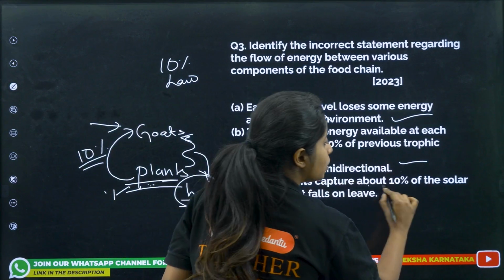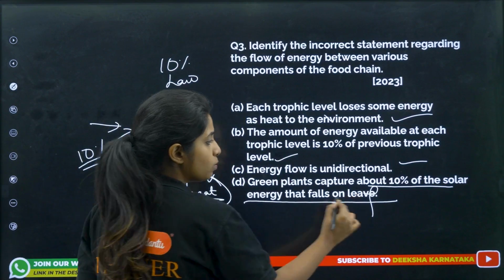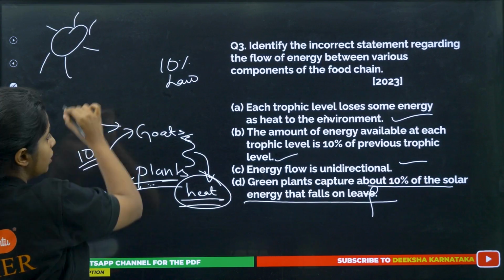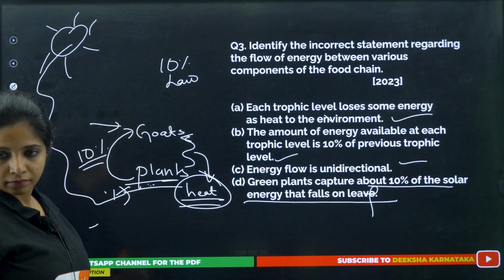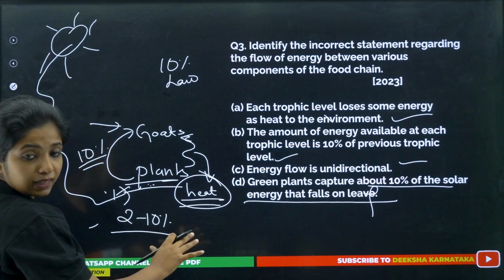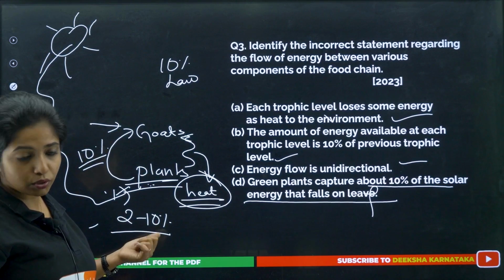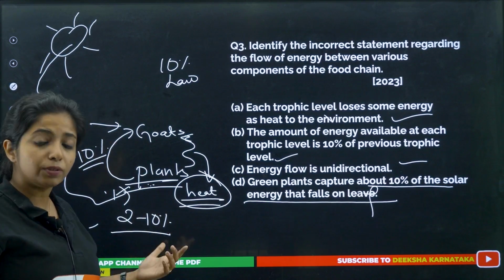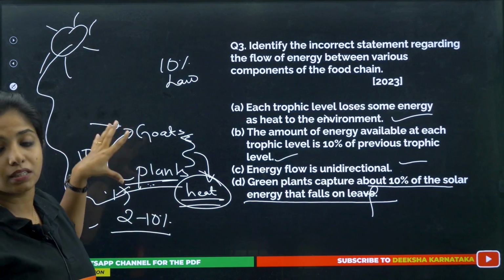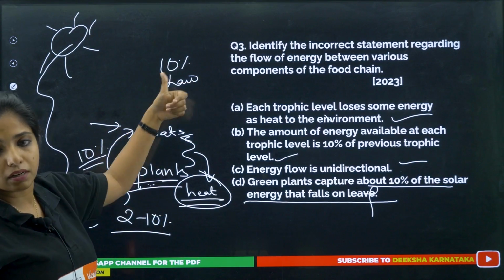Green plants capture about 10% of the solar energy that falls on the leaf. Do you think the green plants capture 10% of the solar energy? No, my dear children. It is basically 2 to 10%. In between this range they capture, and mostly it is towards the lower side. So 10% will be way too much. I say 2 to 10% is the amount of energy captured from the sun by the plants, and from the plants to the other organism, it's just 10% that goes up.